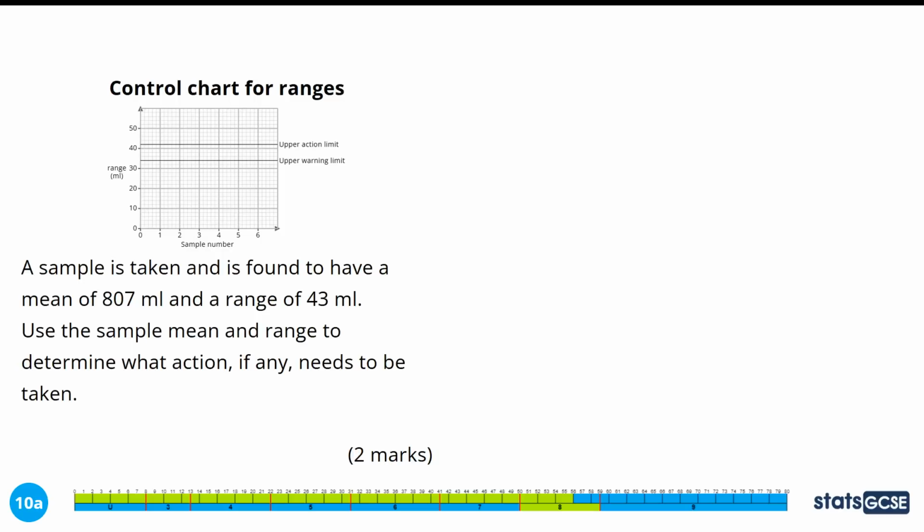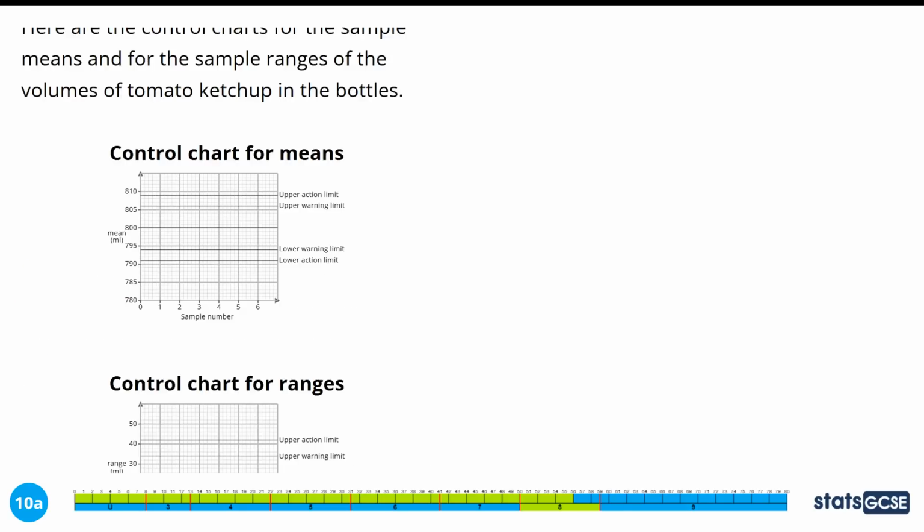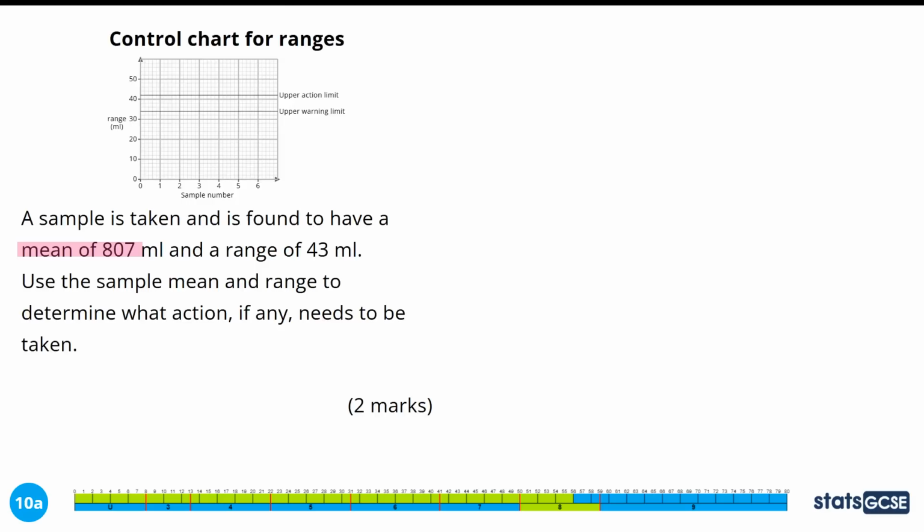Let's start by looking at this mean of 807 millilitres. On the control chart for means, we're looking at 807, and we can see that that is above the upper warning limit, but still below the upper action limit. Now let's look at the range of 43 millilitres.